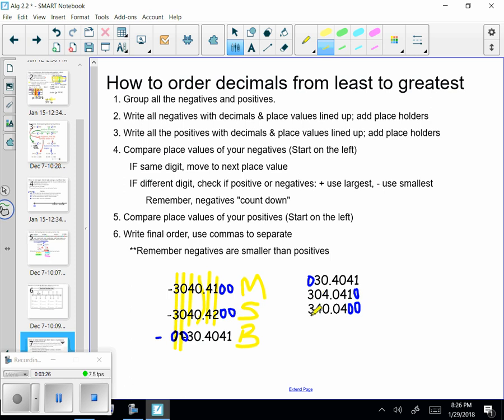Now let's compare our positives. Start on the left. 3, 3, 0. Well, the first number on the top is definitely the smallest. So since I've already used the first number, I'm only going to compare the last 2. 4 is bigger than 0. With positives, that's all I care about. So this must be my middle number, and this must be my biggest number.